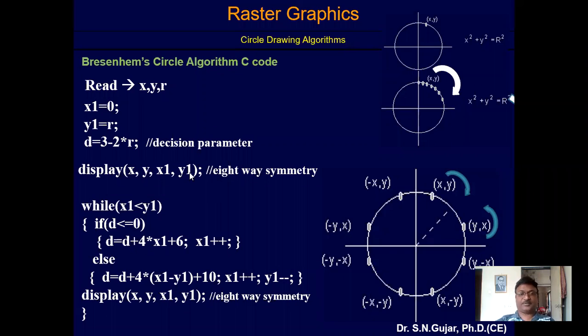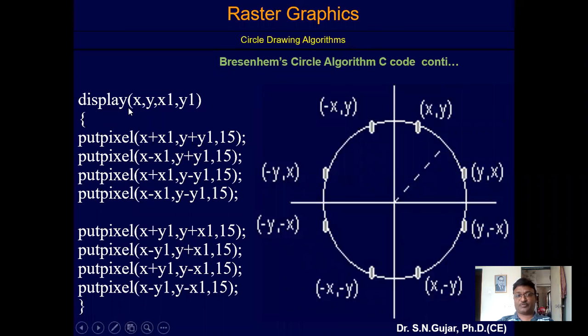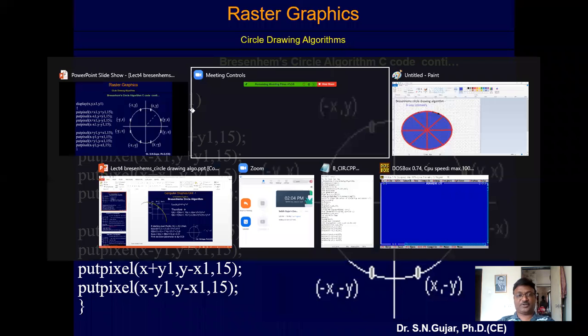So see, this is the A2A symmetry that we used. So display x, y, x1, y1. When I am going to call this function, call it with these parameters x, y, x1, y1. x, y is nothing but the center of the circle. x1, y1 is what? The initial point. What is the initial point? x1 is equal to 0, y1 is equal to r. So these are the parameters you have to pass while calling this function display. Once you call this function, then the function comes over here. So x, y, x1, y1. Okay. So I have already told you by using this.